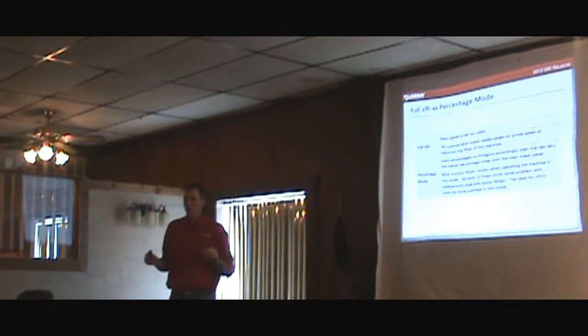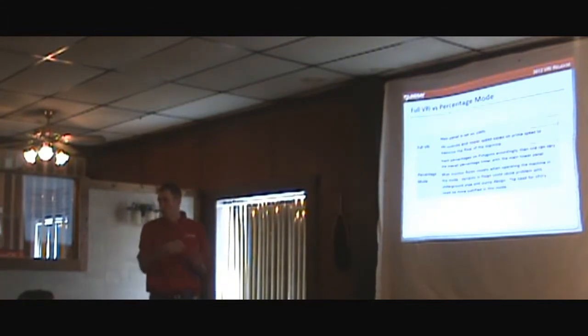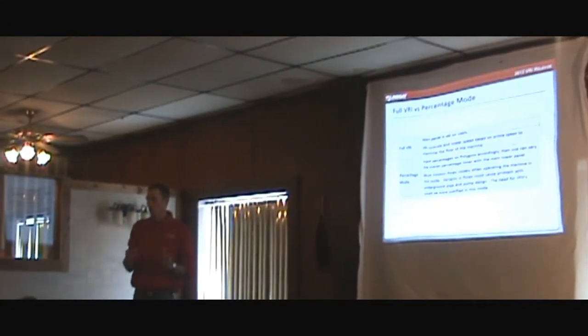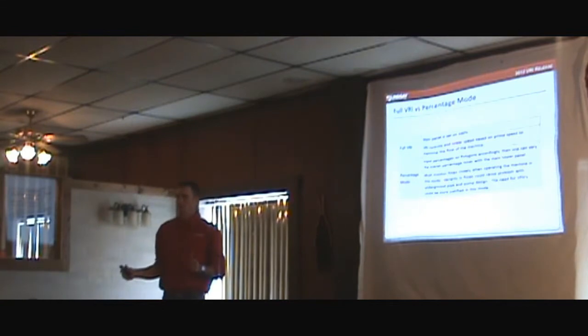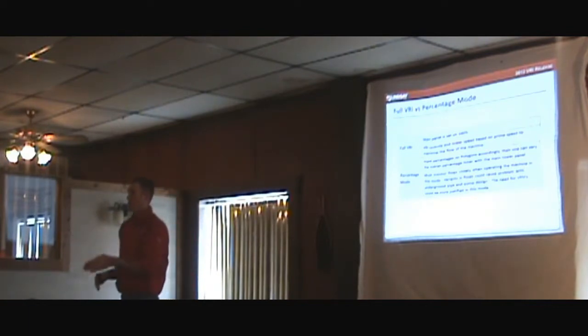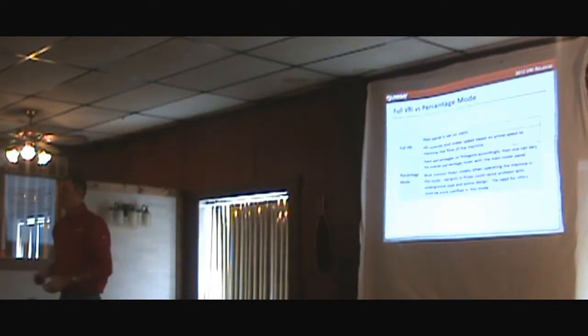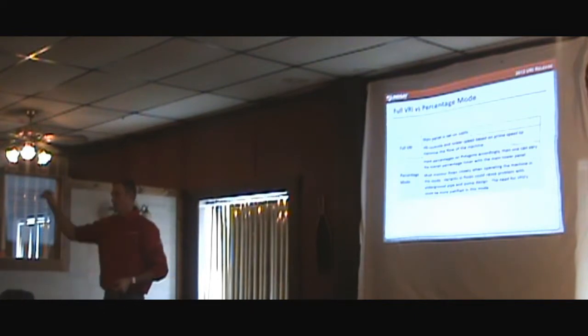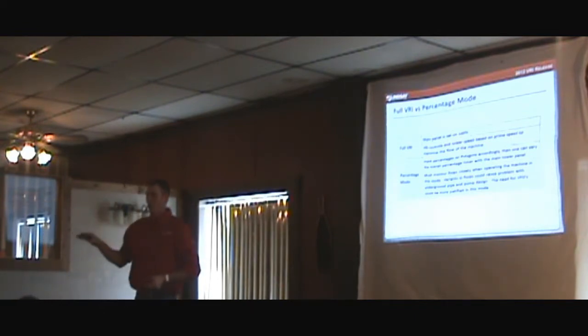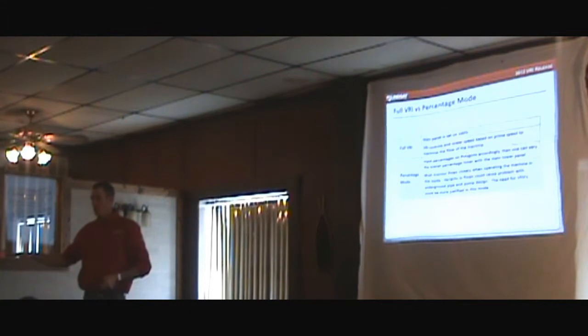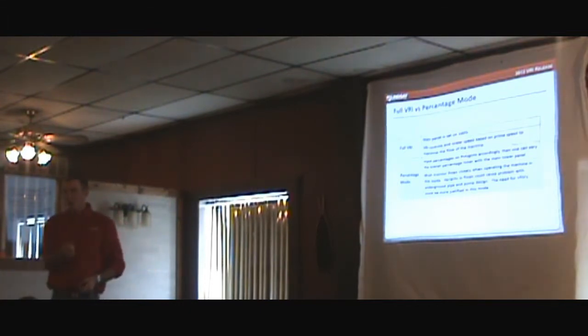Percentage mode can be used if you have VRI on your entire length of the machine or just partial. Percentage mode will not control the travel speed of the pivot. All it's going to do is pulse your valves. When you're setting up your polygons, instead of saying I want an inch here, a half inch here, you're going to say 50%, 60%, 90%, whatever. That is a percentage of the application rate that you have at your pivot panel.